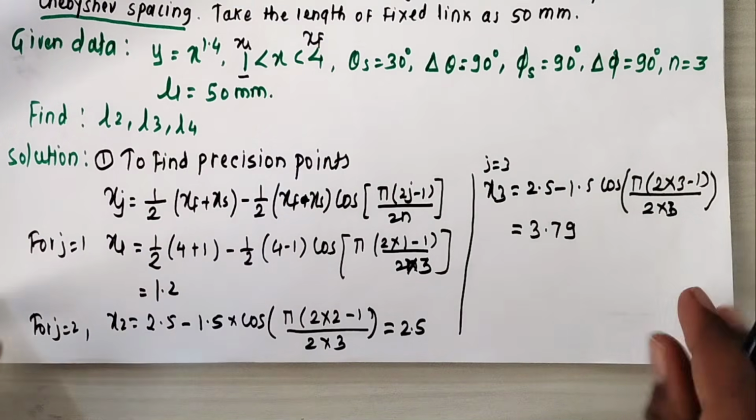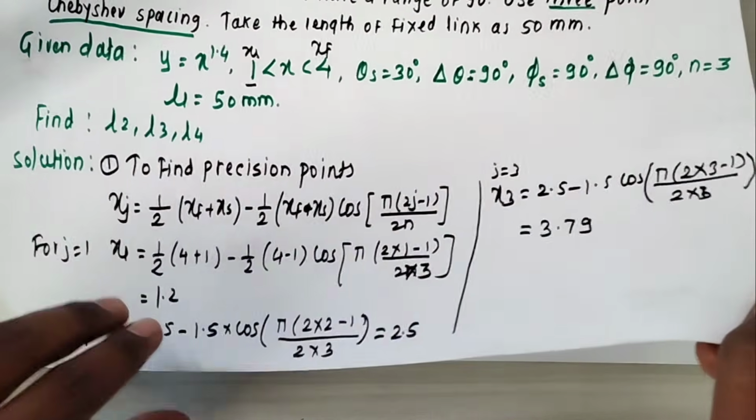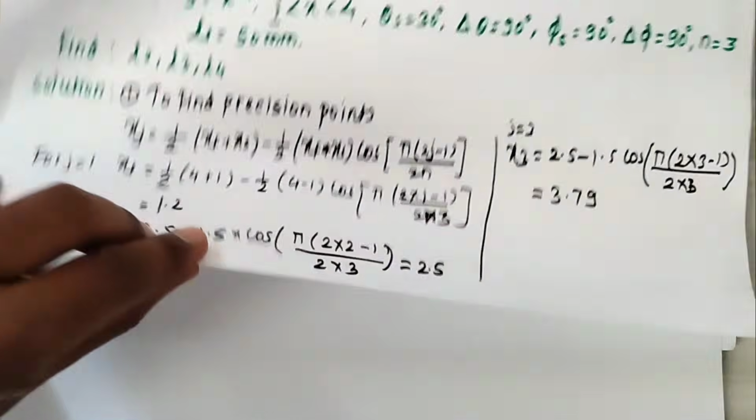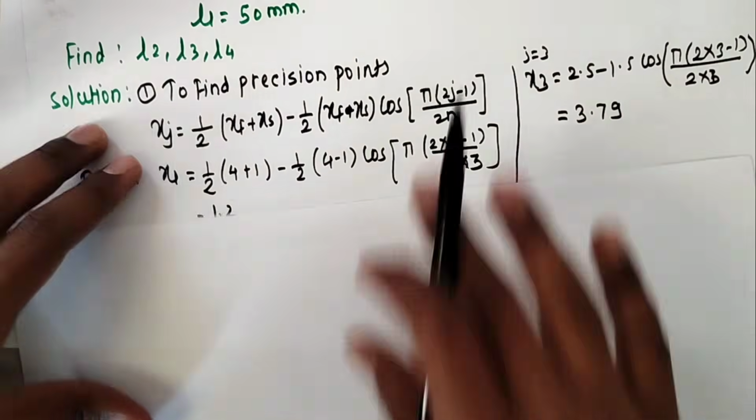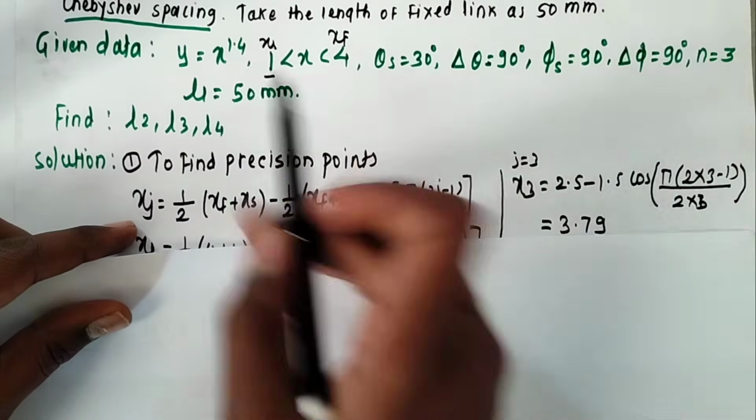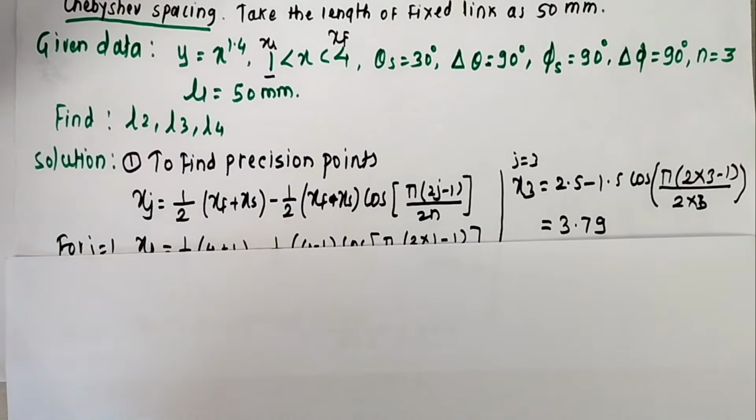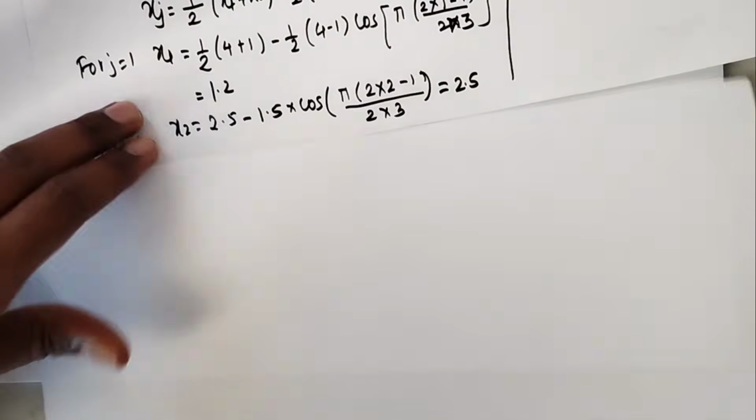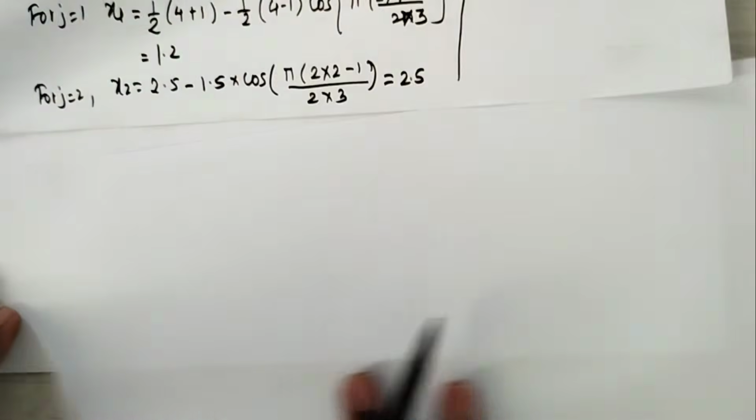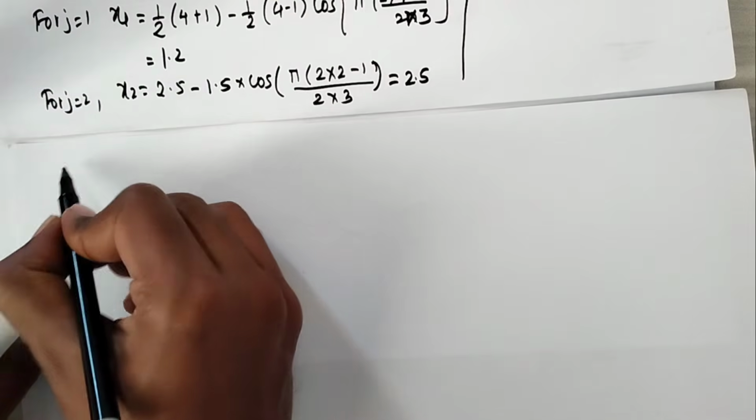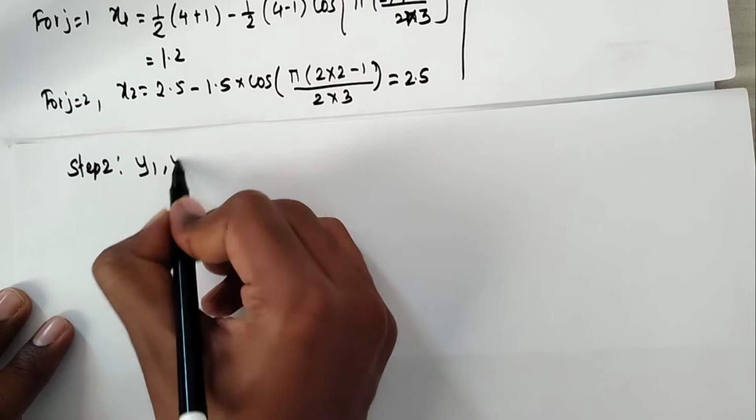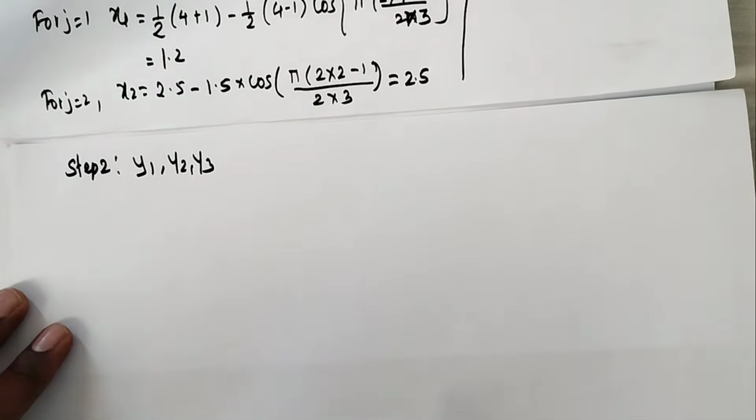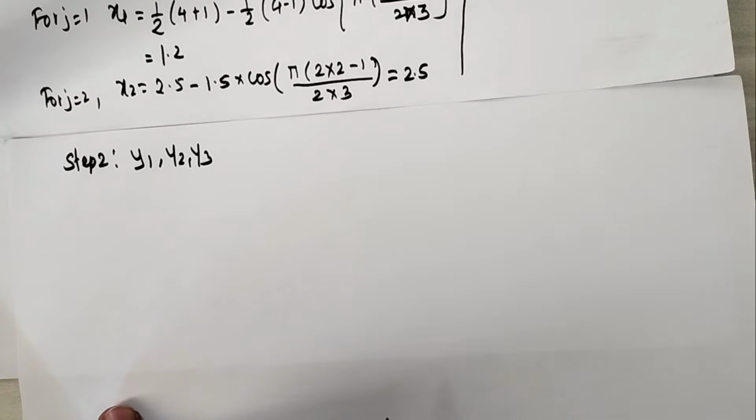In second step, as we know, once we get x1, x2, x3, we need to find out y1, y2, y3 by using the given functions. What is the function given here? You can check, y is equal to x raised to 1.4. So by using this function, in step 2, I have to find out y1, y2, y3. And for finding this, I will use the function y is equal to x raised to 1.4.